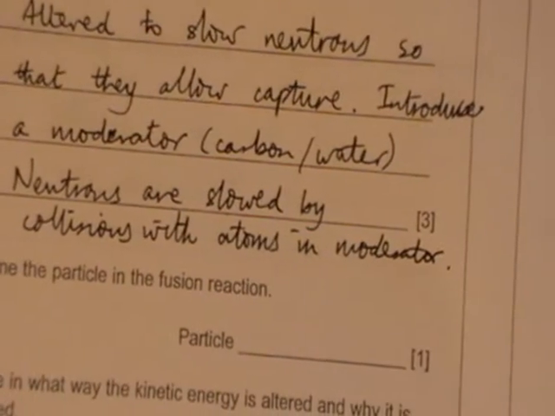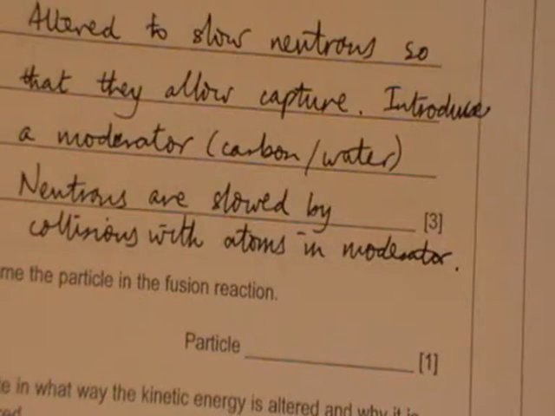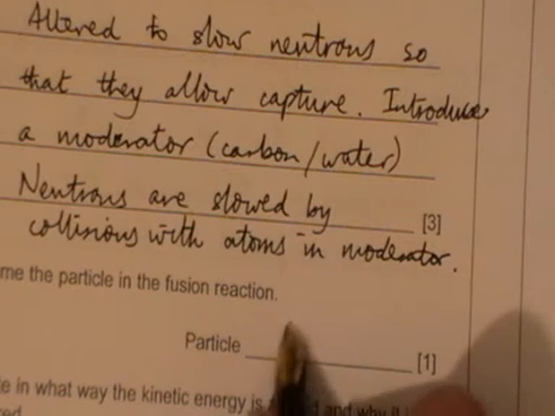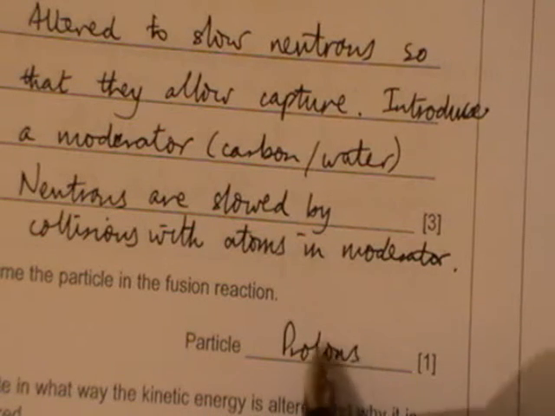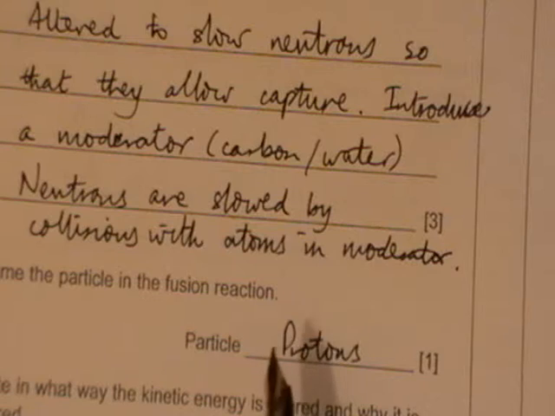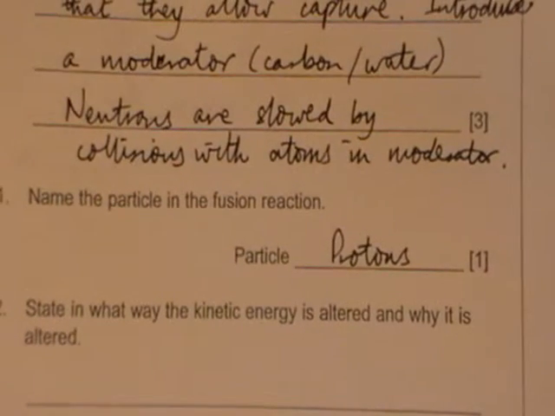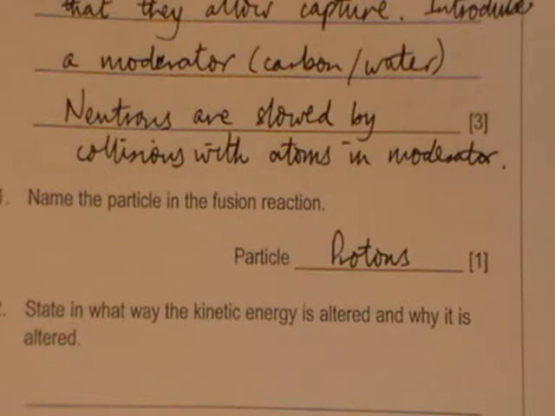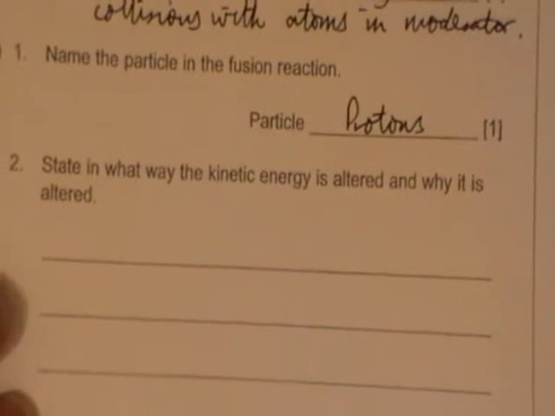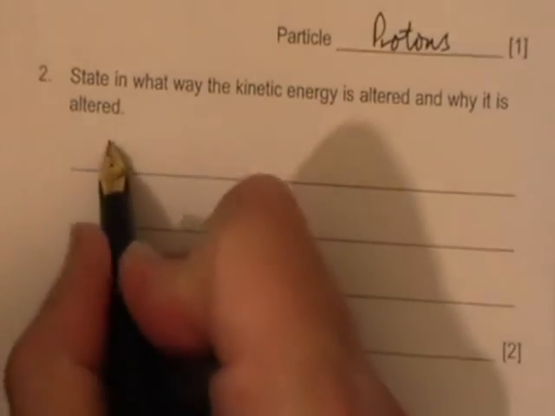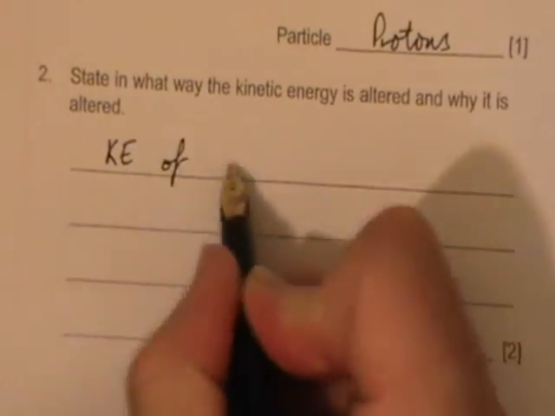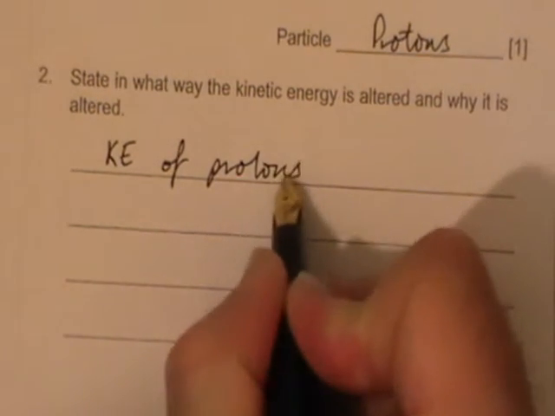Name the particle in the fusion reactor. Well, it's the ions, and the protons in particular, because if it's a fusion reaction, it's hydrogen ions, which are protons. And in what way does the kinetic energy need to be altered, and why? Okay, so the kinetic energy of the protons needs to be increased.